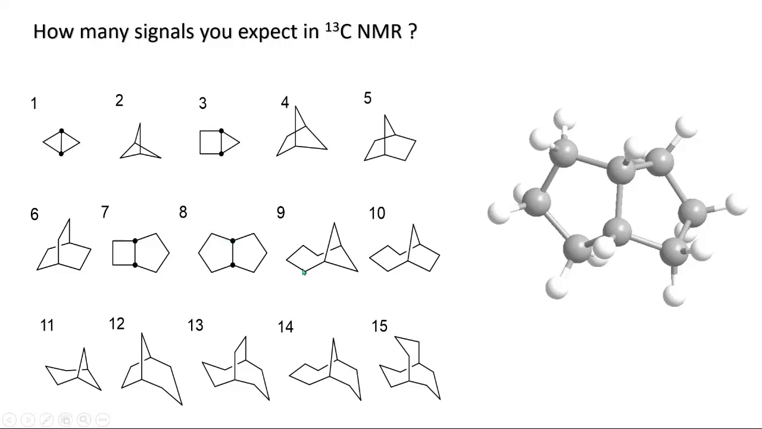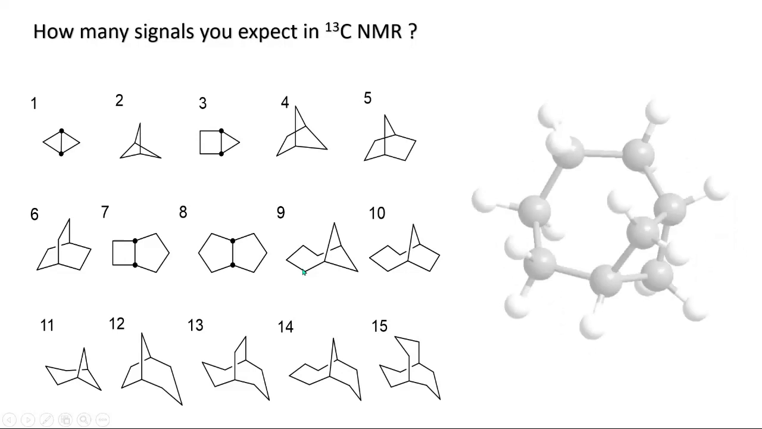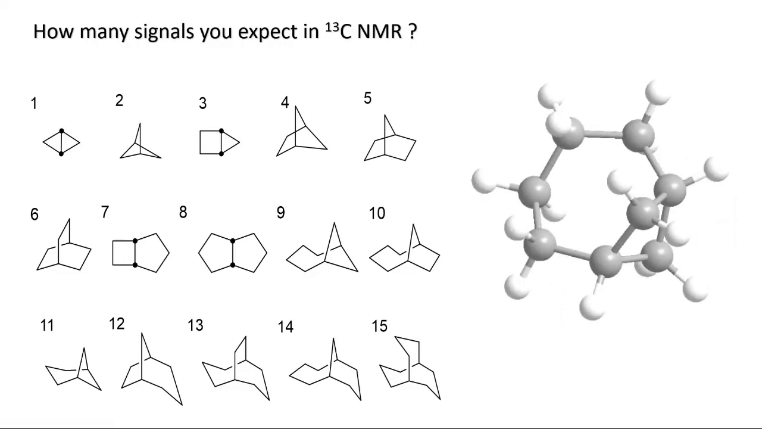Now come to molecule number 9. If you see molecule number 9, you can pass a plane of symmetry like this, bisecting this carbon and reflecting this carbon. There is a plane of symmetry like this. So we will get 1, 2, 3, 4. We will get 4 signals.